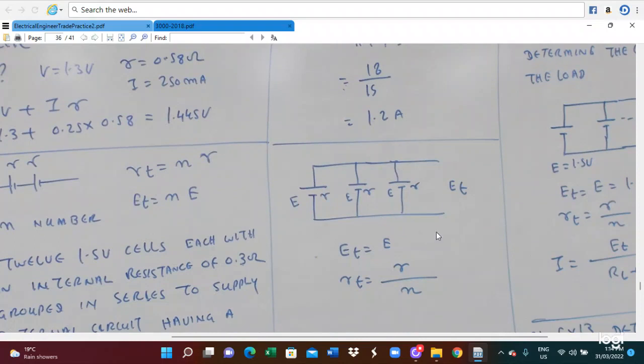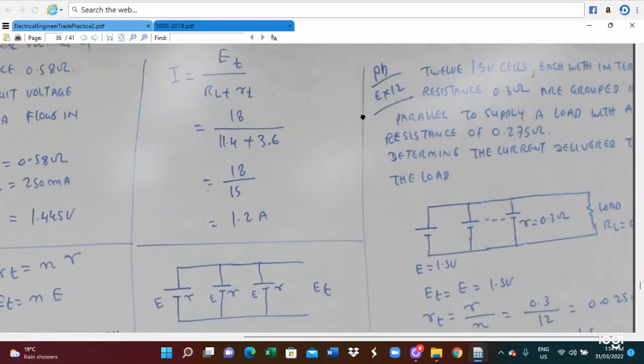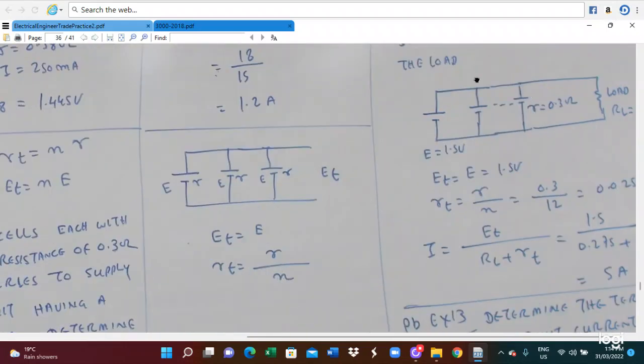And if you connect the batteries in parallel, then Ed is equal to E, and Rd equals r divided by the number of batteries. So therefore, we also have to calculate this problem.